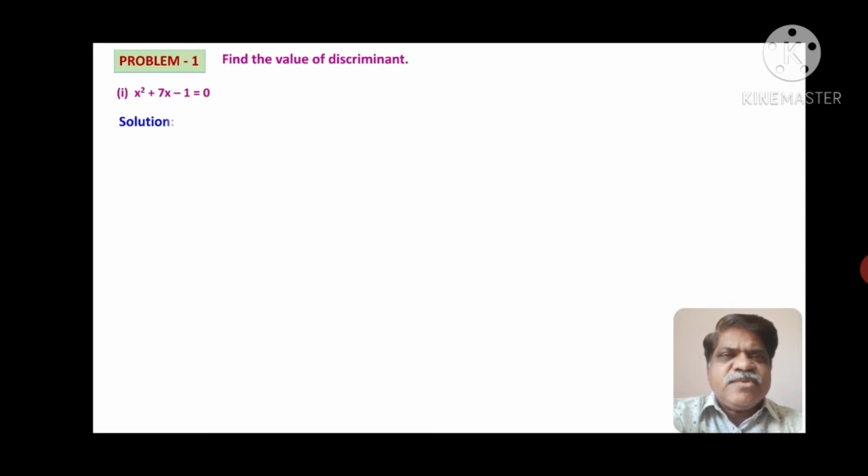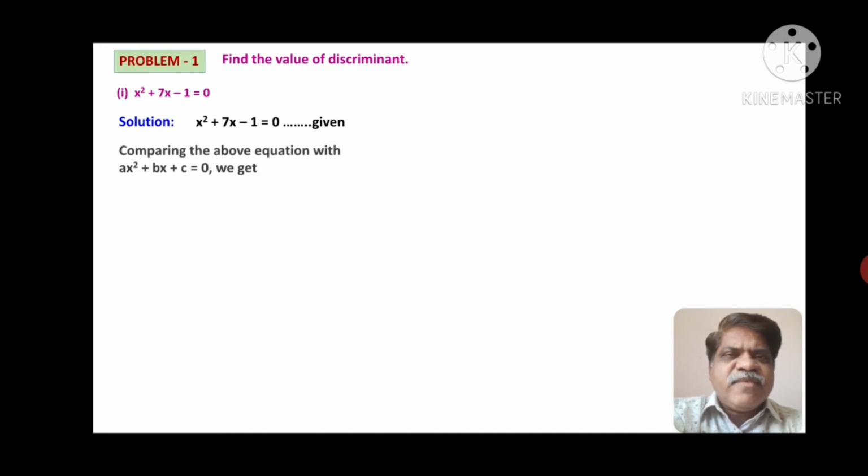Friends, let us consider a few problems that are based on this content. Number 1, find the value of the discriminant. First, x square plus 7x minus 1 is equal to 0. Solution. Here, x square plus 7x minus 1 is equal to 0. It is a given thing.